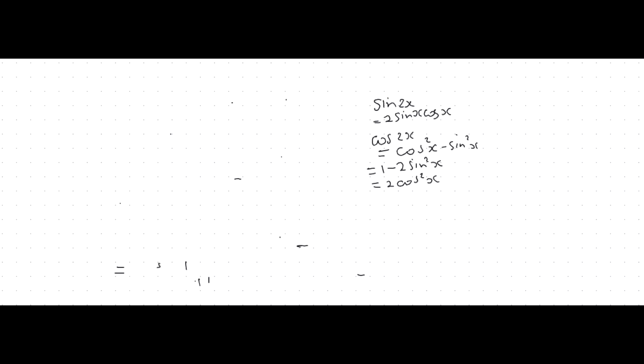Now I'm going to write my question for this one. We have sine squared 35 degrees minus sine squared 35 degrees divided by 4 sine 10 degrees cos 10 degrees. Here we're supposed to simplify this.